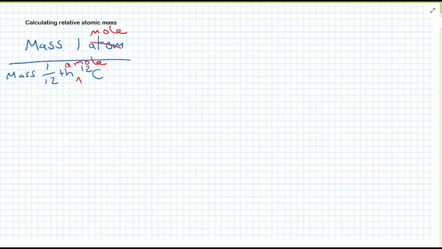We could say it's the mass of one atom or the mass of 1 mole. As long as we have it the same above and below, it's completely fine. So that's our relative atomic mass. How do we actually calculate that in reality? Well, let's say we've got an example here. Let's think of bromine, Br2. Now bromine exists in two different isotopes. One is called bromine 79, one is called bromine 81.